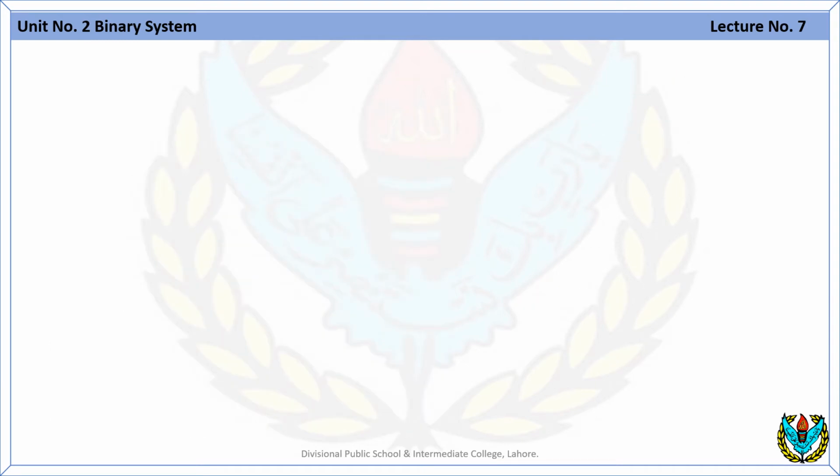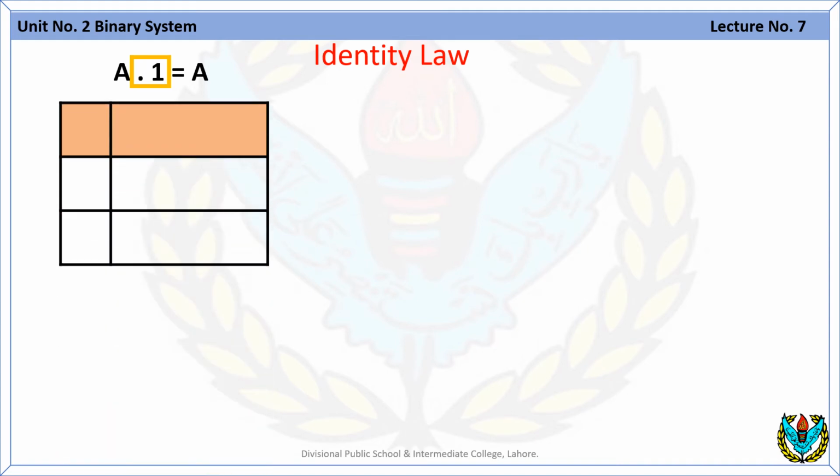Now students, we will learn about the last law, that is the identity law. According to that, 1 is an identity of the AND operator and it is always equal to that variable. For example, if variable A has 0 value, then after applying the identity law, its value is 0, that is equal to variable A. On the other hand, if variable A has 1, then after applying the identity law, its value is 1, that is equal to variable A.